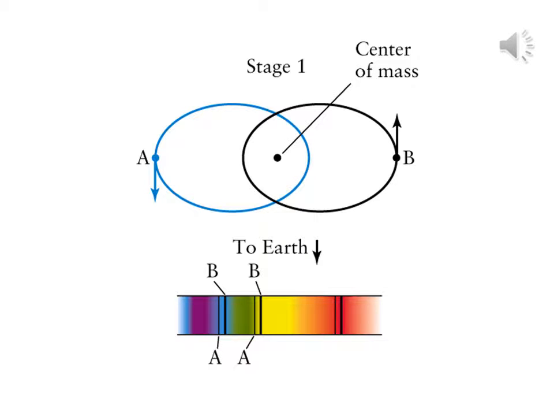Here is another picture of the same exact example. As you can see, as B is moving away from you and A is moving towards you, one shifts towards the blue, one shifts towards the red.